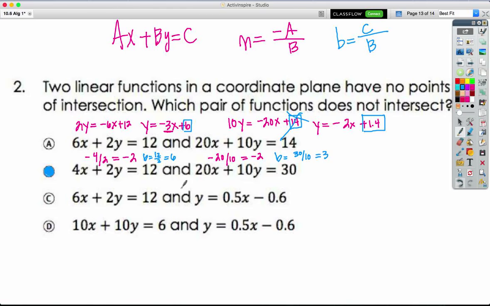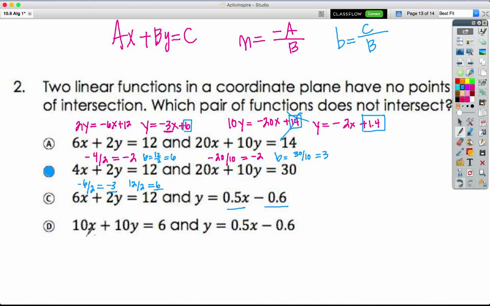So if we go back just to check the last two options just to be sure, if we were to find the slope and y-intercept of the first one, since it's in standard form, our slope would be -6/2, so that's -3, and our y-intercept would be 12/2, which is 6. So different slopes, different y-intercepts, these are going to intersect.